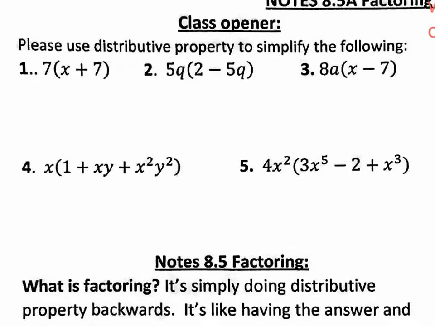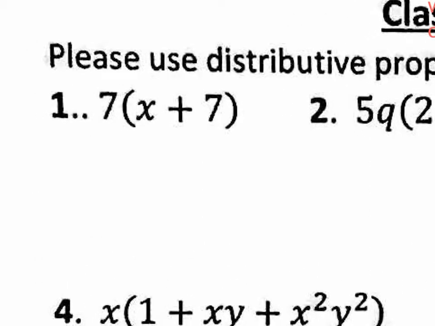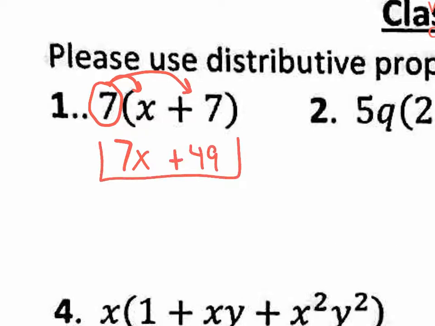So this class opener, all we're doing is distributing, and it's as easy as taking the outside value of the parentheses and drawing arrows. 7 times x, 7x. 7 times 7, 49. That's all there is to do on number 1. You can't combine 7x plus 49 because they're not alike.